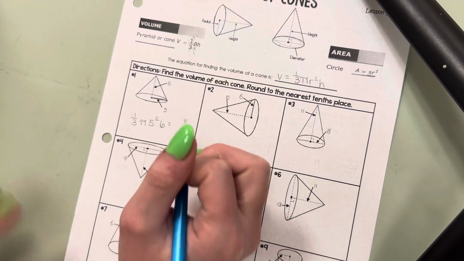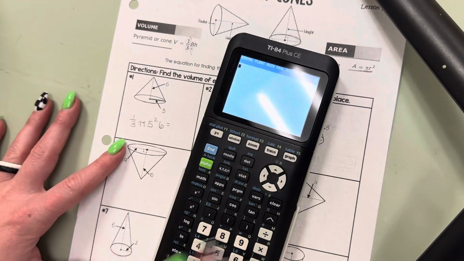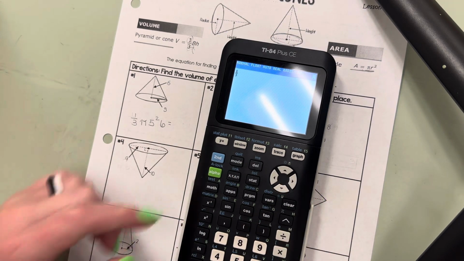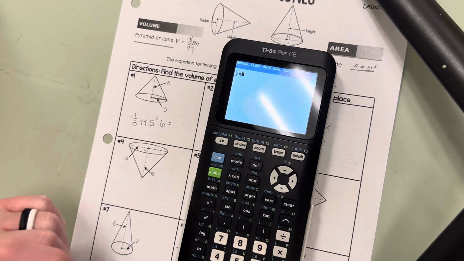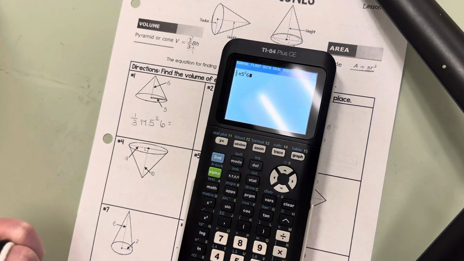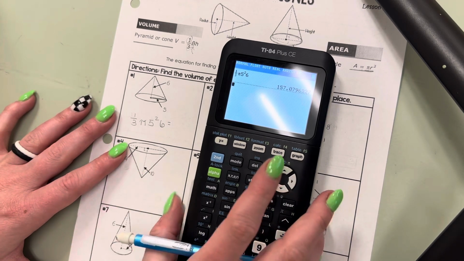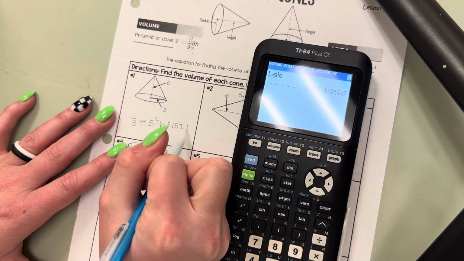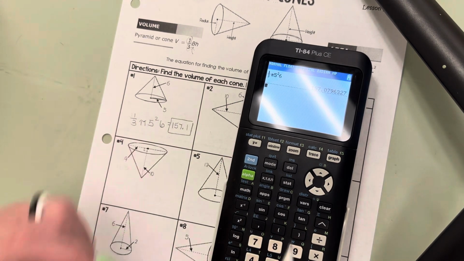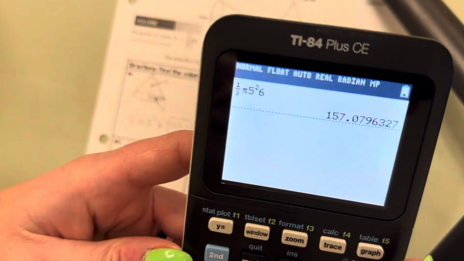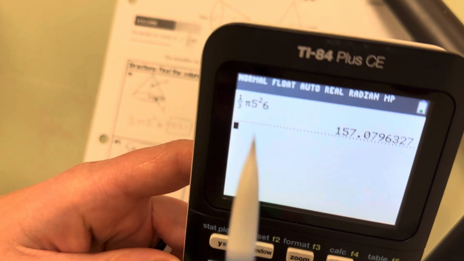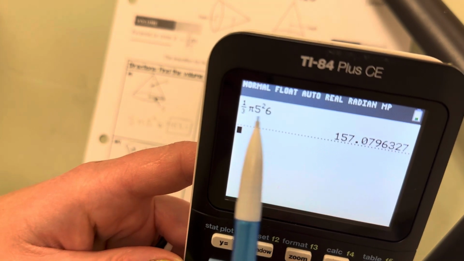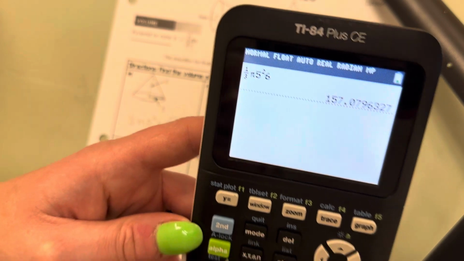Now I'm going to type that into my calculator. So remember, it's alpha and the button next to it, 1/3, right arrow, pi, second caret top, 5 squared, 6. So my answer, if I'm rounding to the tenths, is 157.1. In our calculator, the squared kind of breaks up these two numbers, so you don't have to put times anywhere as long as that squared is between these two numbers. You can type it in just like that.